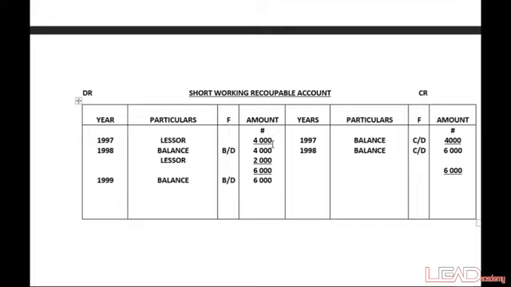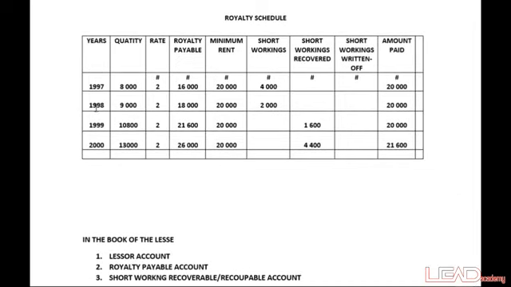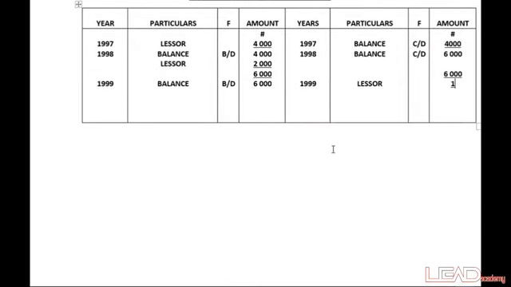So which means that instead of us giving the landlord the full excess amount, we have the right to remove the excess and give him the minimum rent. So the lessor will give out what is our short workings recoverable in 1999. Short workings recoverable in 1999 was 1,600.